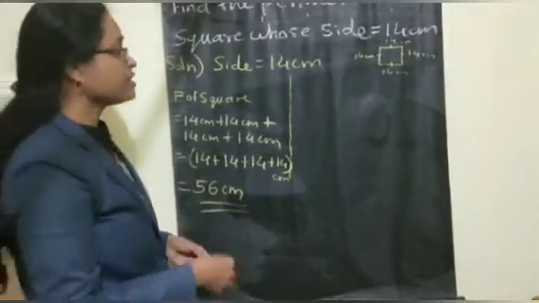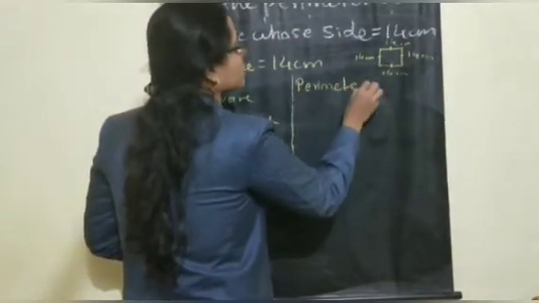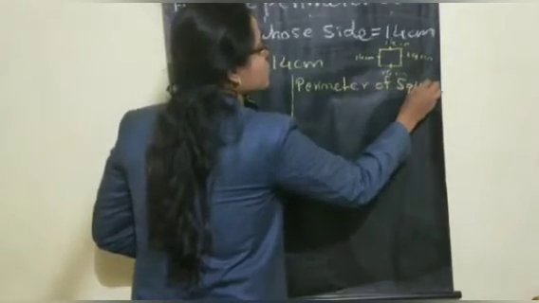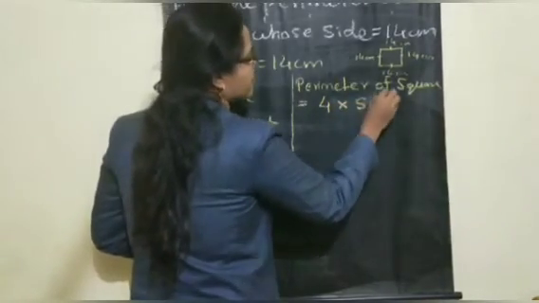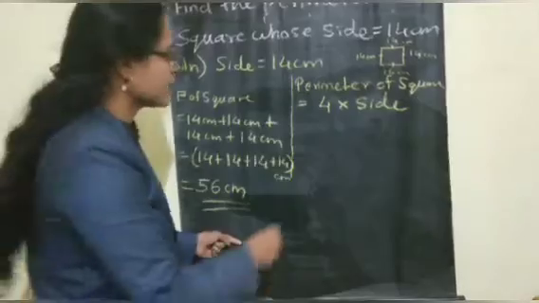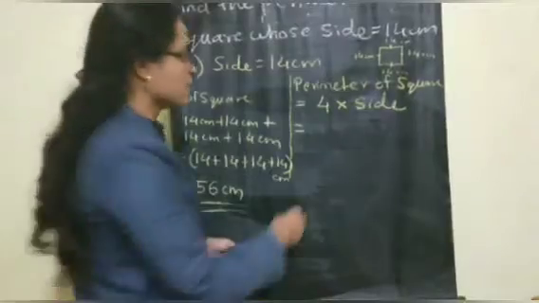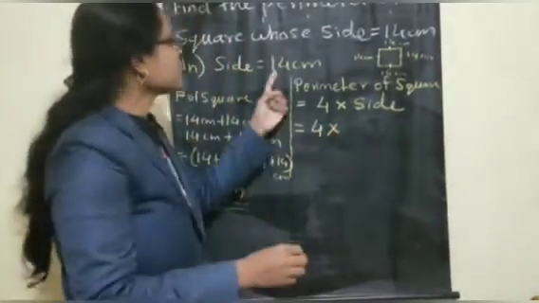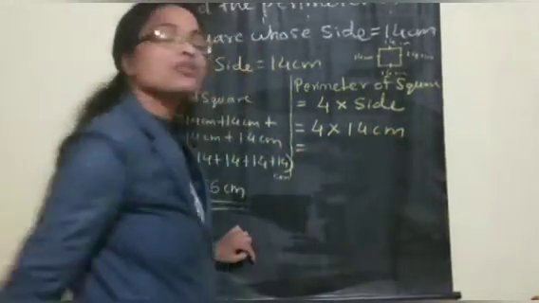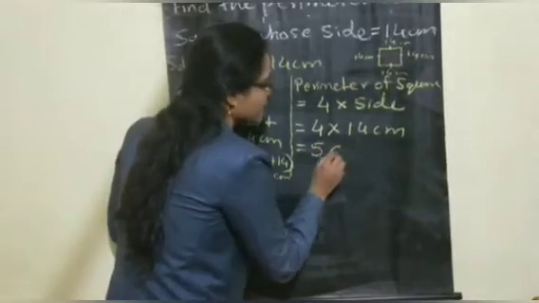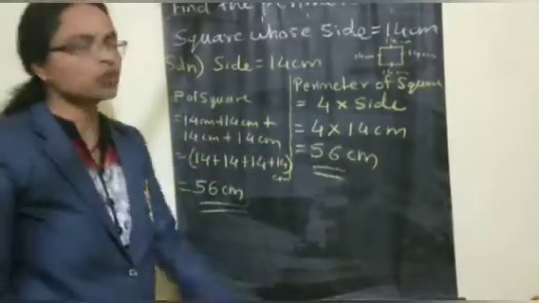Now another way is to use the formula, that is perimeter of square is equal to 4 multiply by the given side. Because a square has 4 sides and all sides are equal. So 4 multiply by the given side, that is 14 centimeter. So 14 fours are how much, children? 14 fours are 56. So 56 centimeter. Both the answers are the same. Like this, both the methods you can follow.